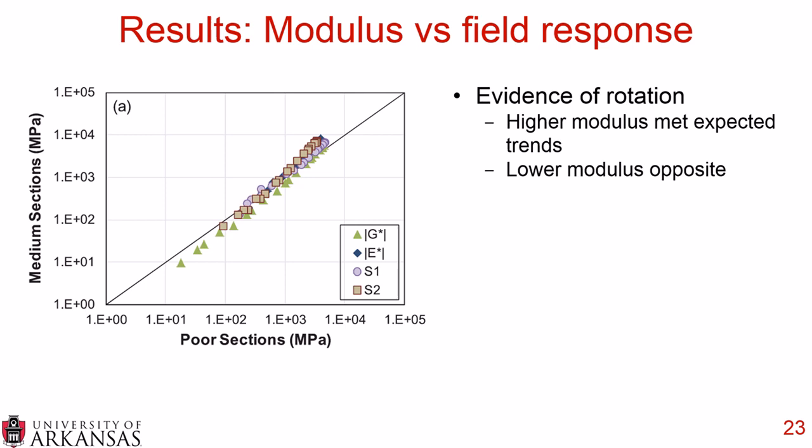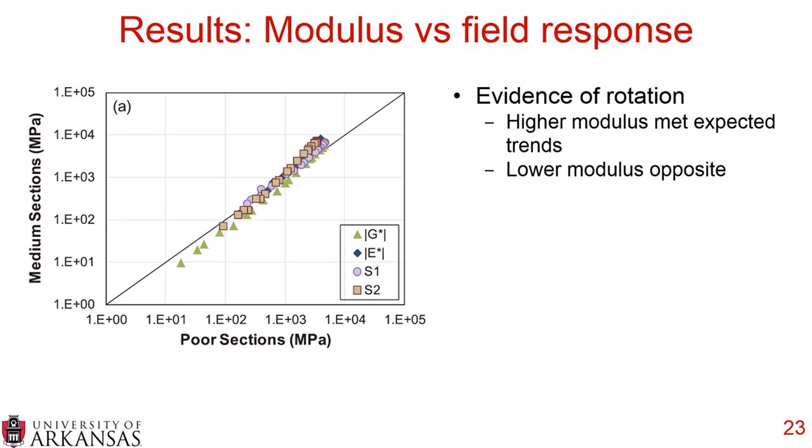Now finally looking at the modulus versus the field response. So here what we did is we took our modulus values and we just compared the medium sections to the poor sections, both in the IDT and the torsion bar configuration, the E star and the G star, and also the two surfaces, the S1 and the S2. And this is a little more interesting.